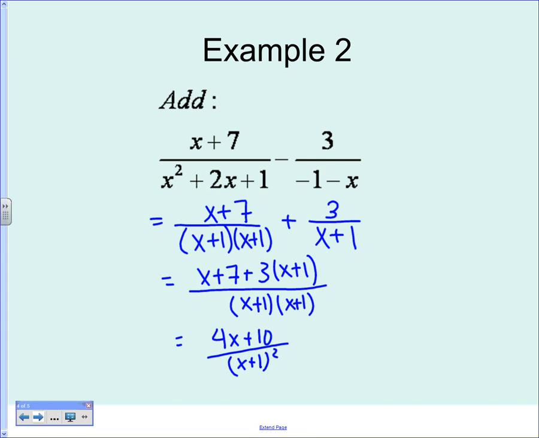If you want to do x plus 1 times x plus 1, that's fine. If you want to do x plus 1 squared, that's fine. If you want to do x squared plus 2x plus 1, that's fine. Any of those work for the denominator. Yeah, whichever. Any questions on this one? Oh, you didn't distribute. Anything else?